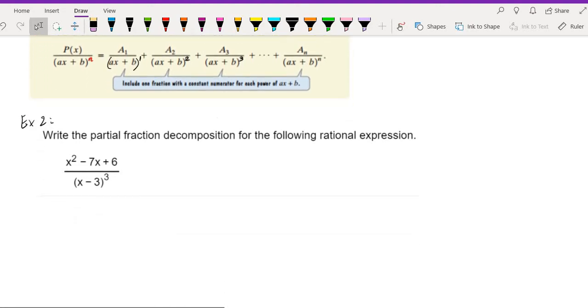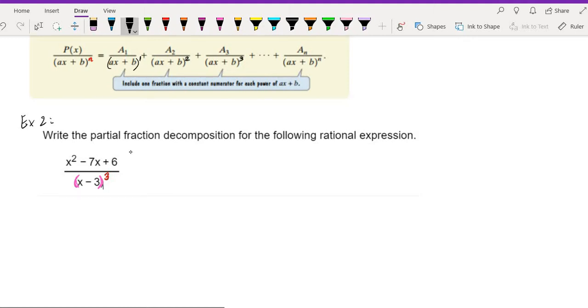So example 2: write the partial fraction decomposition for the following rational expression. Here we have x squared minus 7x plus 6 over x minus 3 to the third power. First we're always going to look at the denominator. The denominator is x minus 3. Inside the parenthesis, we have a linear factor because x minus 3 is only first power. We have a straight line. And then we look at outside the parenthesis. That's where we find this is repeated, because we said outside is the repeated part.